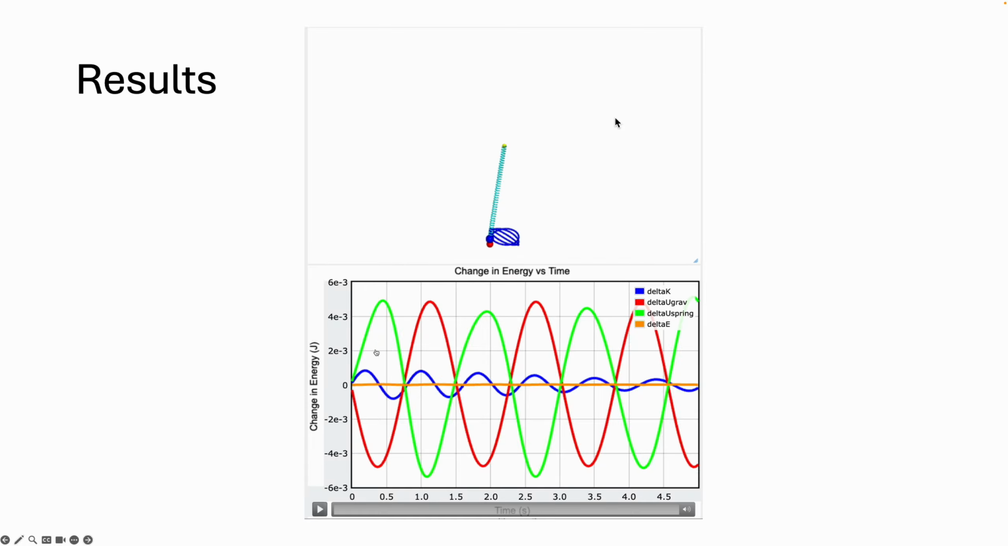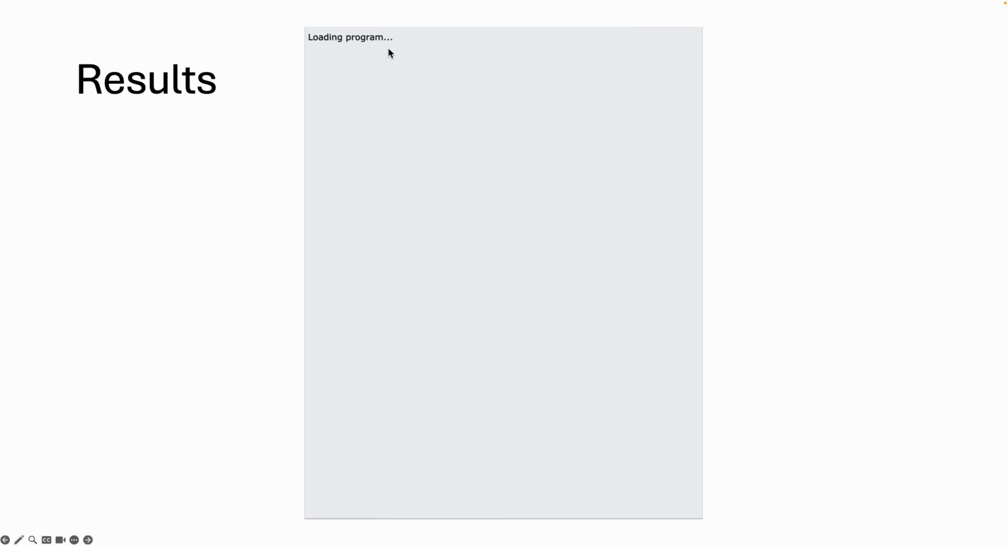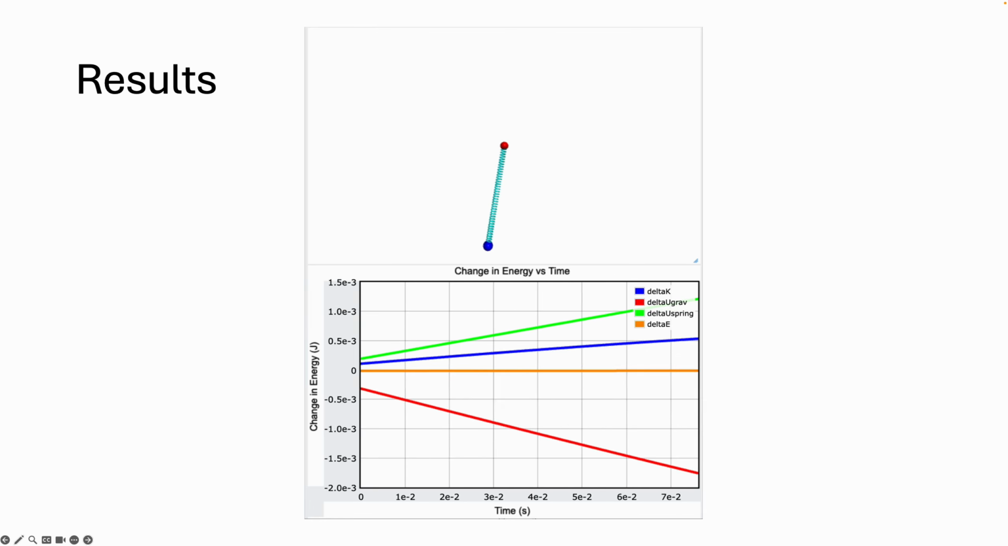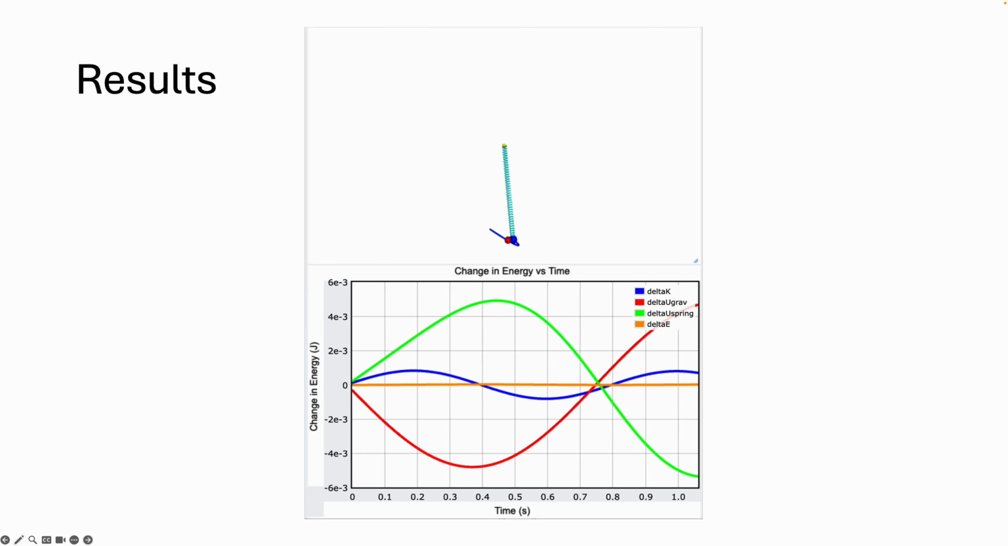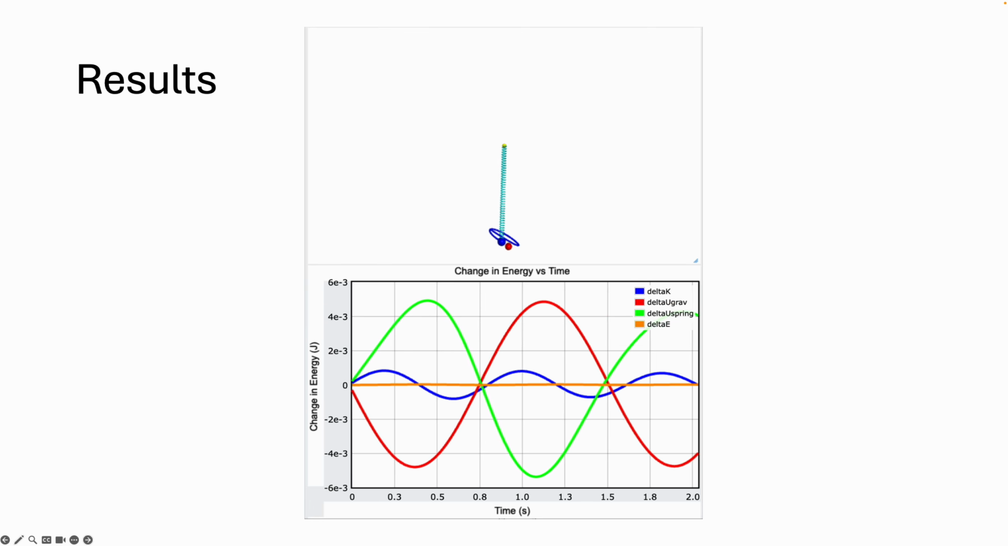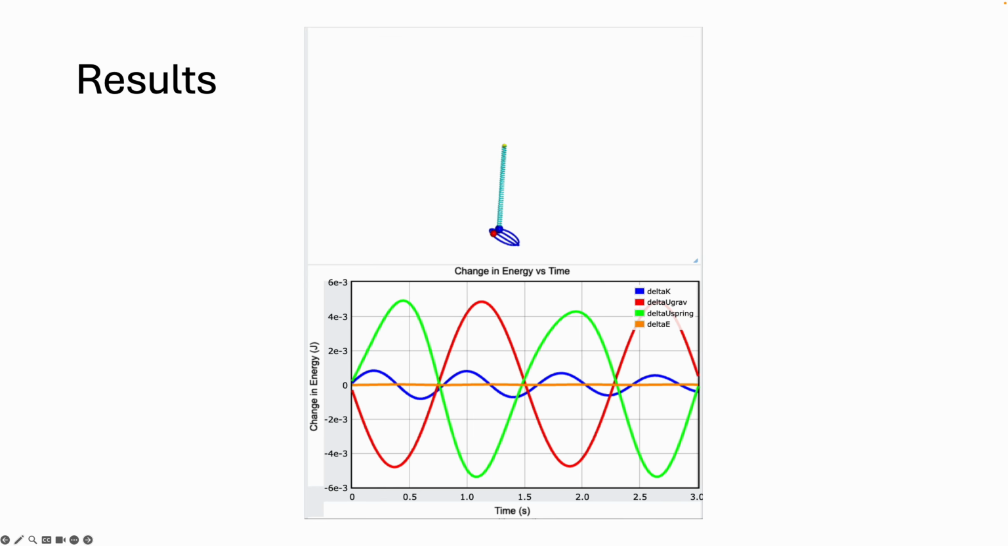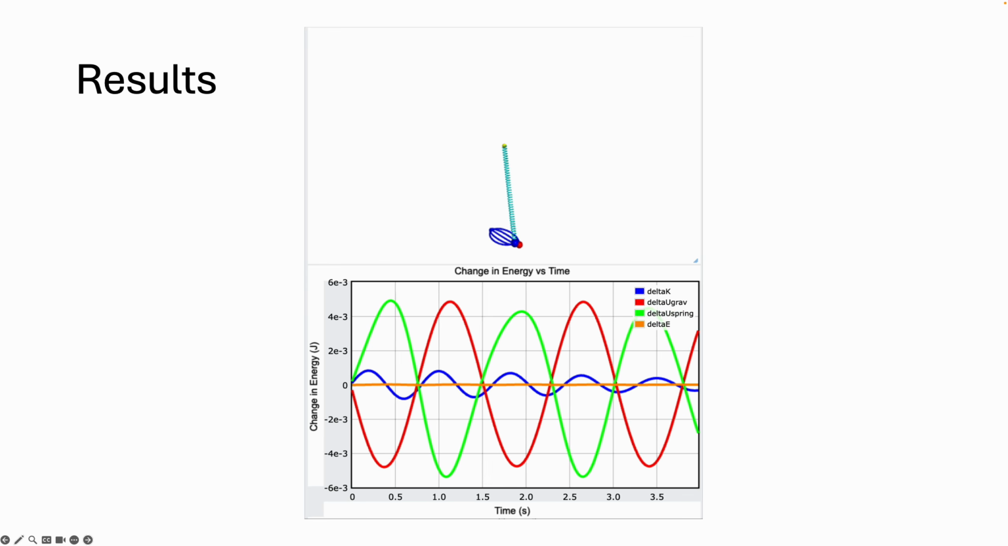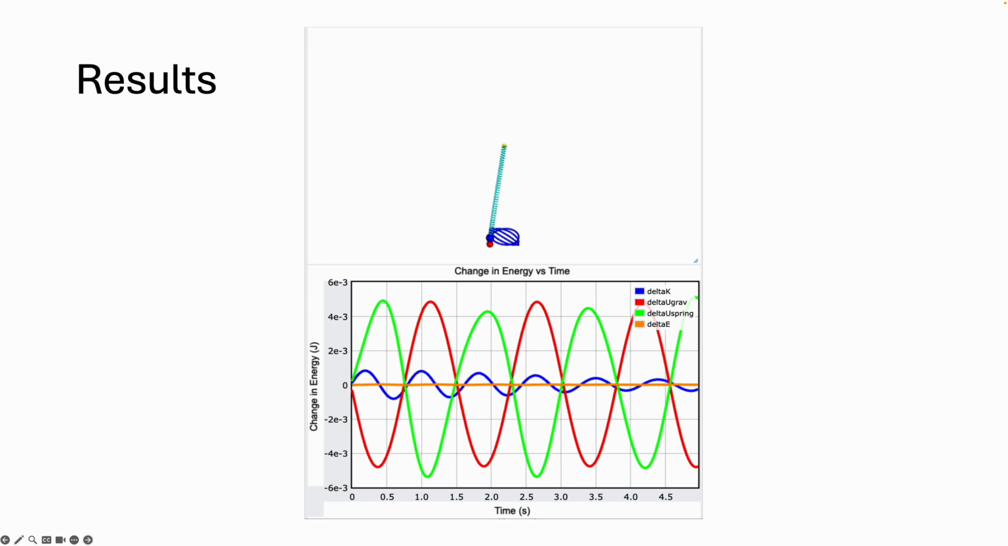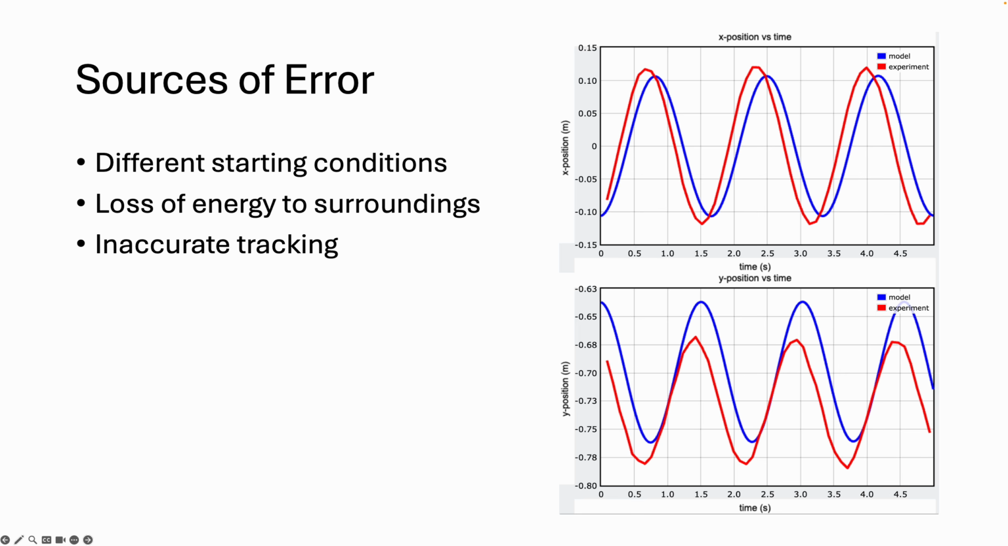Now, let's look at the results. Some possible sources of error are the difference in starting conditions between the simulation and the experiment. There can also be loss of energy to the surroundings since it's a real system. And finally, there could be inaccurate tracking which can lead to errors.